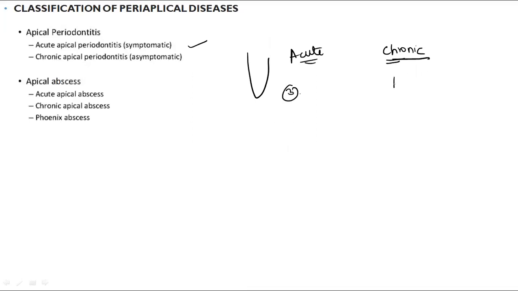Chronic means the patient might experience the pain over a long period of time. The same dull throbbing pain. So it doesn't mean that the pulp does not have an infection, whereas the pulp has. It just means that this is asymptomatic, whereas acute infection is symptomatic.